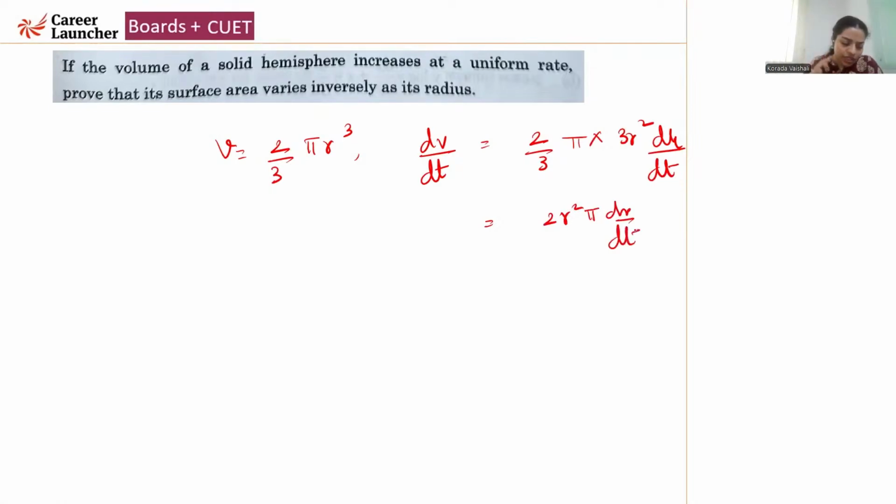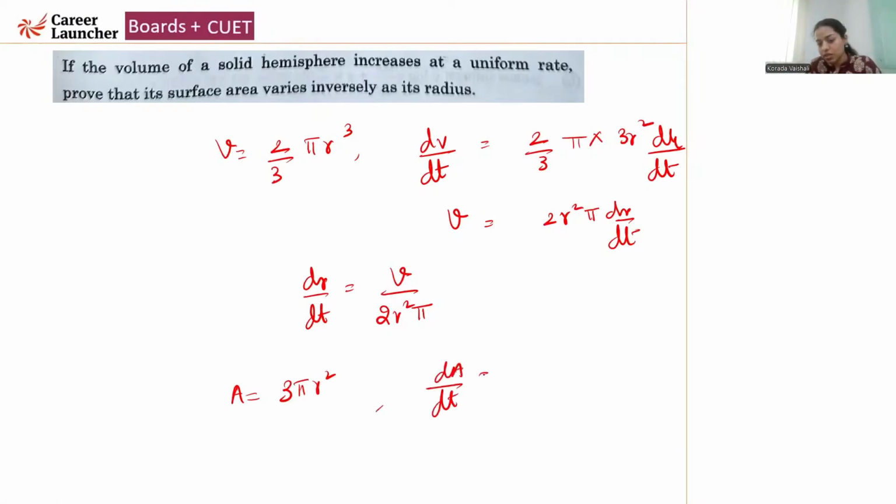Now moving on to the other part. तो इसमें dr by dt को लिख लेते हैं in terms of v. So how much is dr by dt? It is going to be equal to v divided by 2r square pi. Now what about the surface area? Surface area का जो formula है, it is going to be 3 pi r square. And what about dA by dt now? Because we are looking at the change, rate of change in both these values. So how much is it going to be equal to? 3 pi into 2r dr by dt.